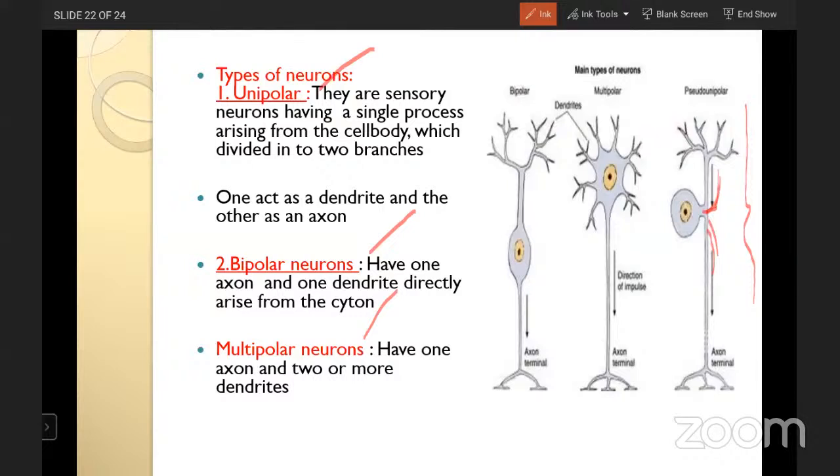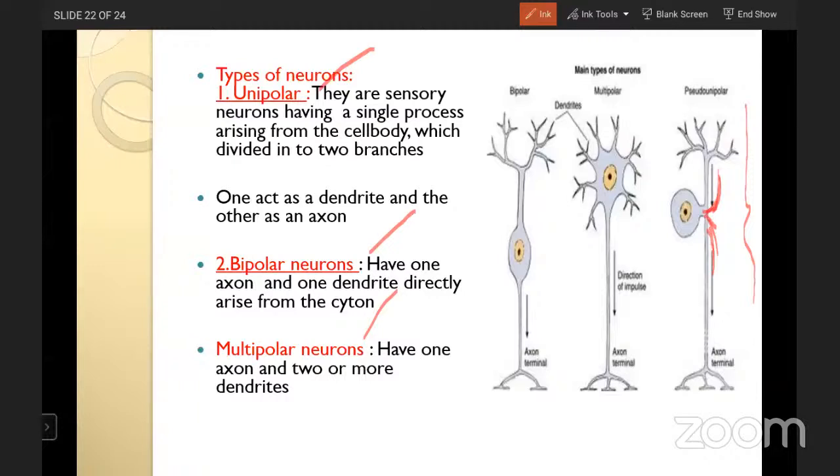I repeat the definition once again. They are sensory neurons, okay? And having a single process. So here you are observing the process of the cell body is only one. Arising from the cell body, the single process divides and two branches arise. In that, one is the dendrite portion, another one is the axon portion. That is a unipolar type of neuron.